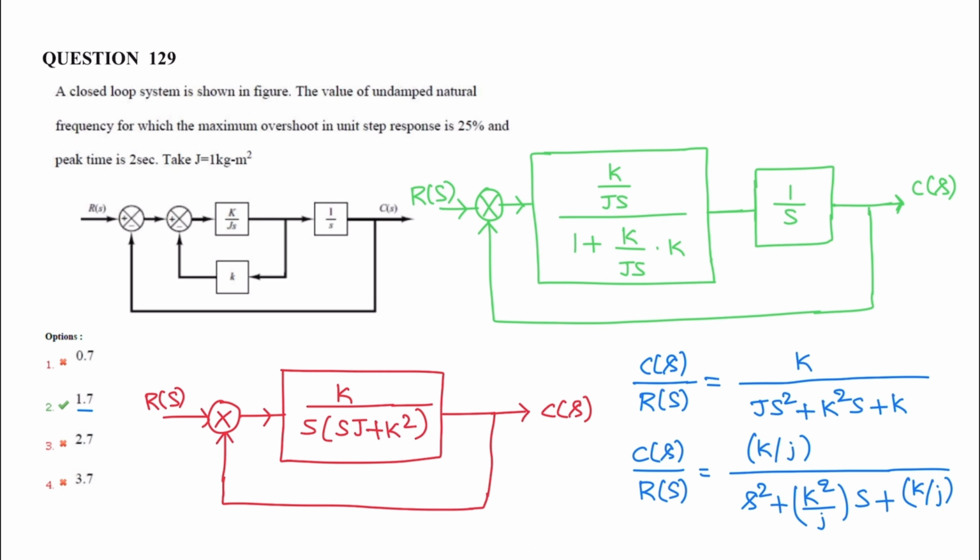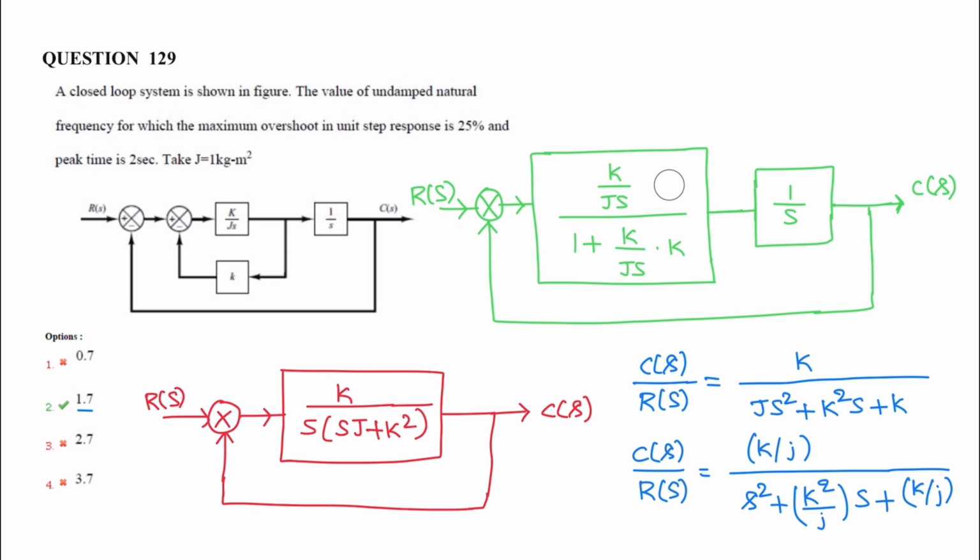Next question. A closed loop system is given. The maximum overshoot for the unit step response is 25% and the peak time is 2 seconds, and the value of J is 1 kg meter square. We need to calculate the undamped natural frequency, omega n. This is an inner loop. On solving this inner loop, we get the expression (k by Js) divided by (1 plus k by Js into k). That is the overall transfer function for this inner loop.